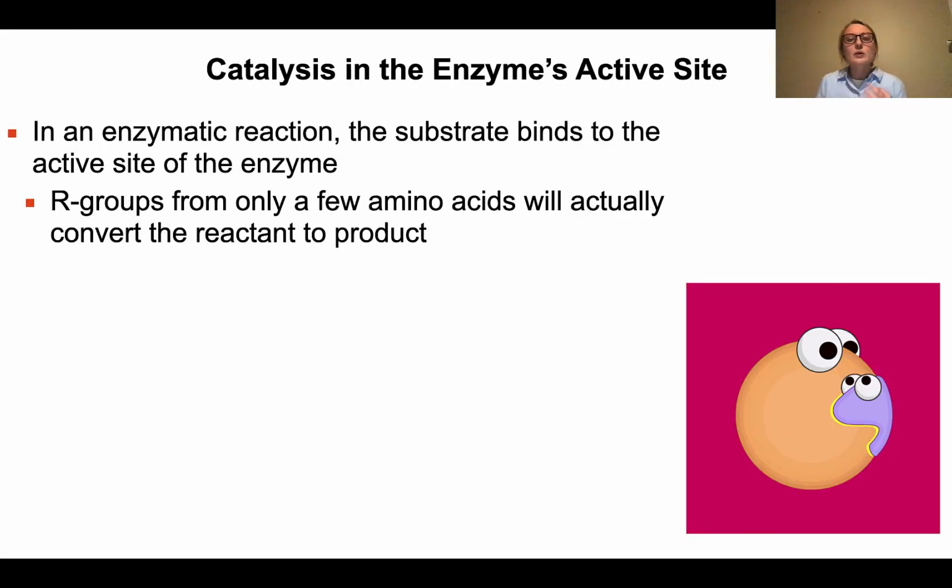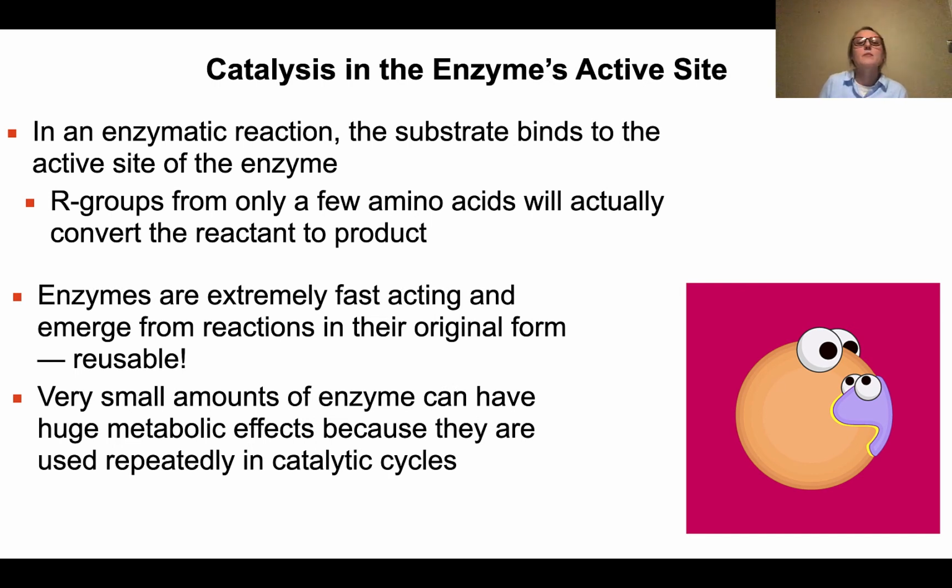So only a few amino acid R groups will actually do the converting from the reactant to the product. The rest of the amino acids exist only as structure. But we have to remember that they're really fast acting, and not only are they fast acting, but they are reusable. They're not actually consumed by the reaction. And because of this, small amounts of enzymes can have huge metabolic effects because they can be repeatedly used.